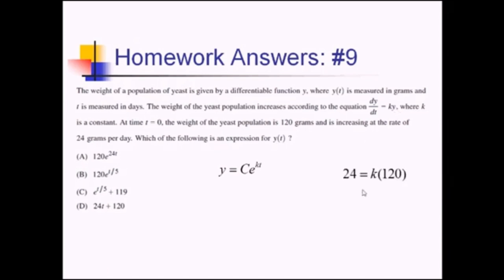And no calculator, so we have to divide by 120 and reduce it. That reduces to 1 over 5. And now I can plug in 1/5 for k. So I'll have y equals the initial value of 120 times e to the 1/5 t. And we can write that as t over 5, which gives us answer choice B.